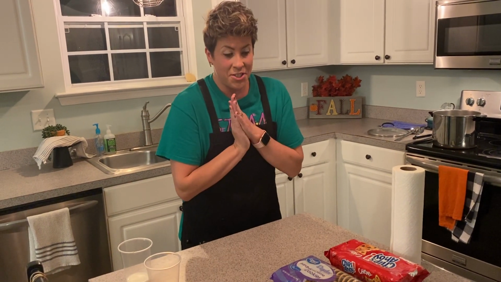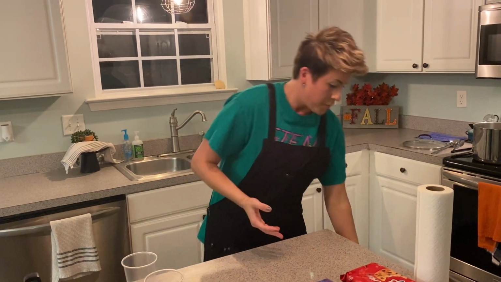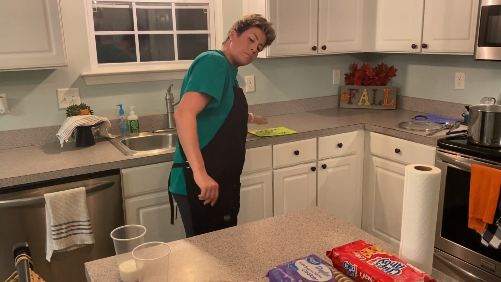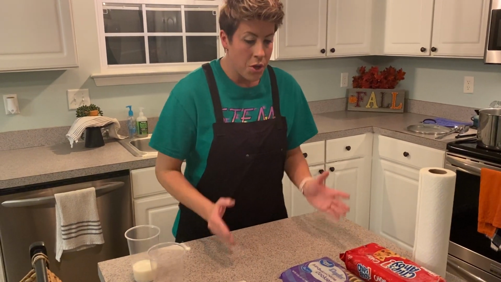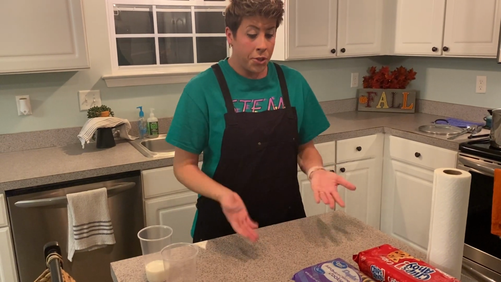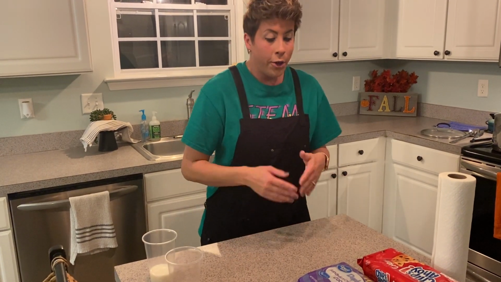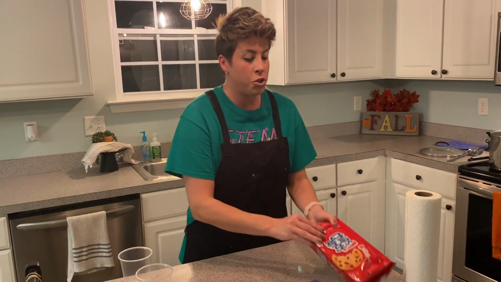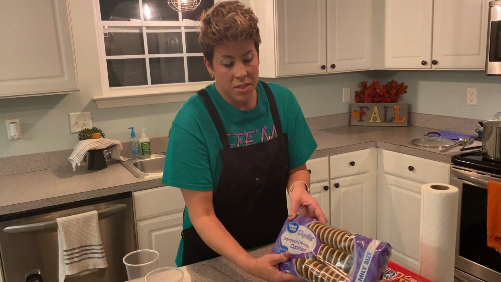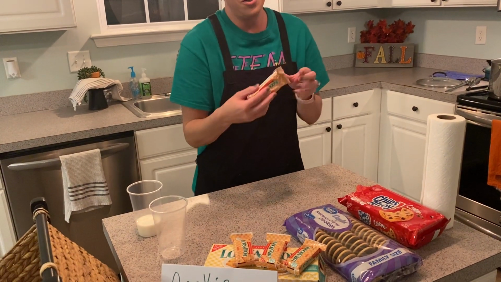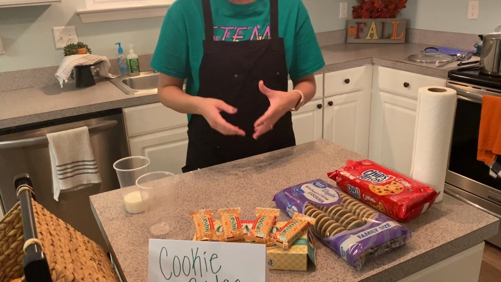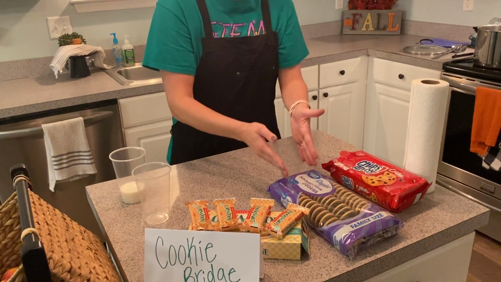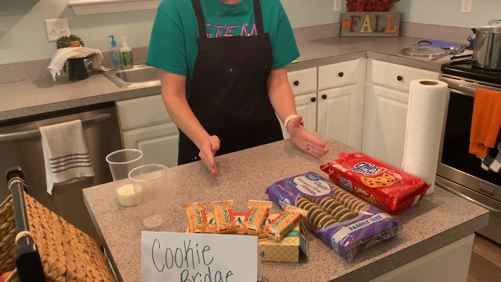So let's get started. Let's talk about your materials first, and we need to define what the problem is. Within this activity, we need to make a bridge out of cookies. The materials that I have here are literally just the things that I have in my house. My husband and I love Chips Ahoy chewy cookies. We also love the sandwich cream cookies. My favorite is the shortbread, but you can use anything you already have in your kitchen. So our challenge is to either take one set of cookies and make a freestanding bridge.